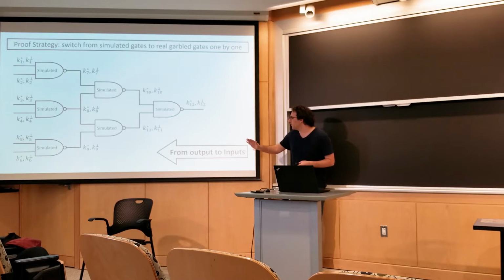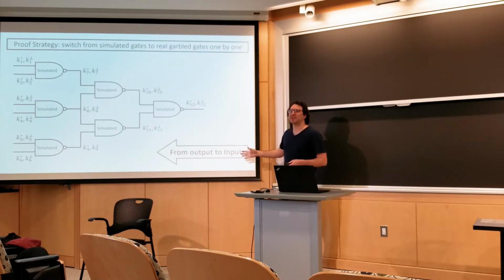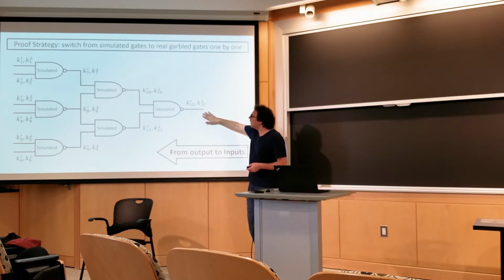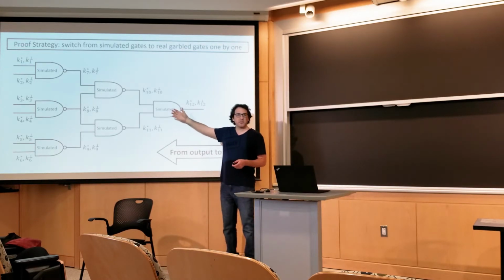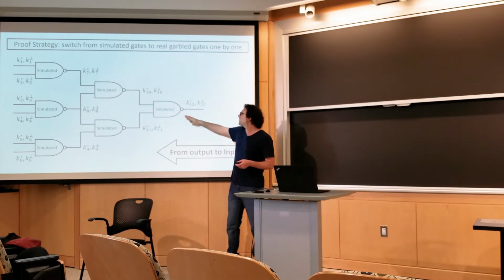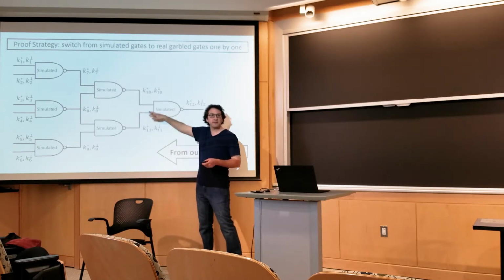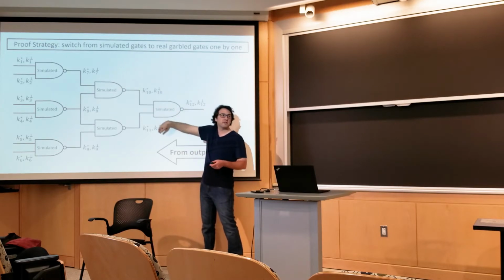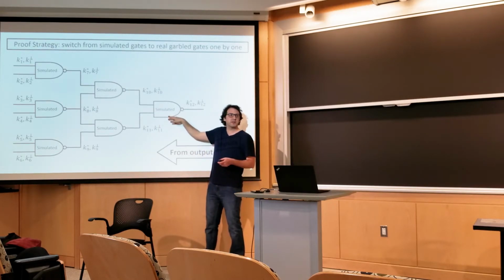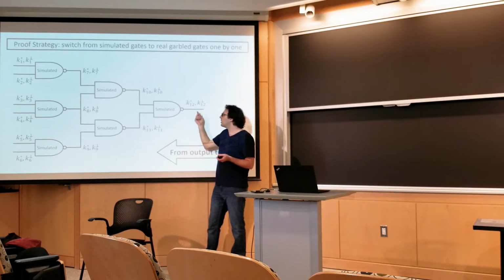Okay. So why from outputs to inputs? Why is this the right direction? We'll see. When you're changing the simulated gate from simulated to real, you're using semantic security. You have some row here that is encrypted under, let's say, the inactive keys. And you want to say it doesn't matter what's encrypted here. It could be junk or it could be the real key K12. And you want to use semantic security.